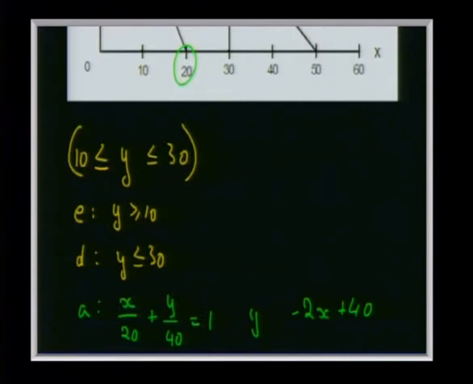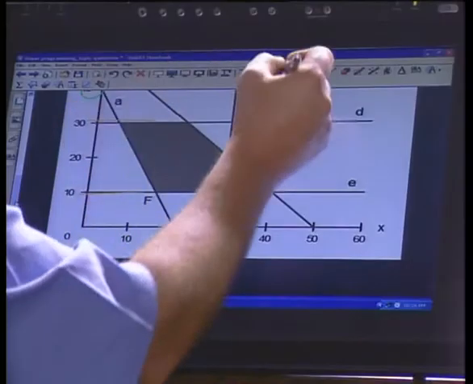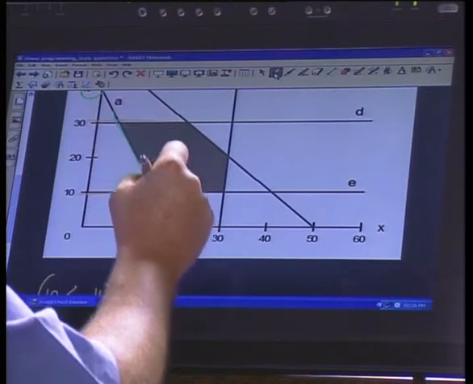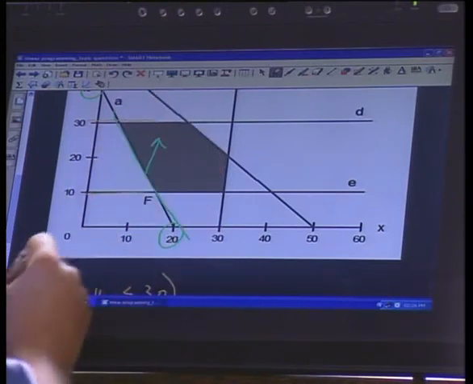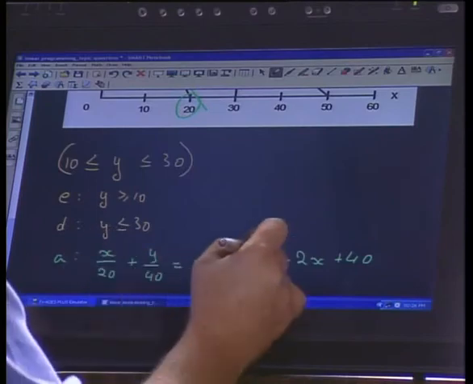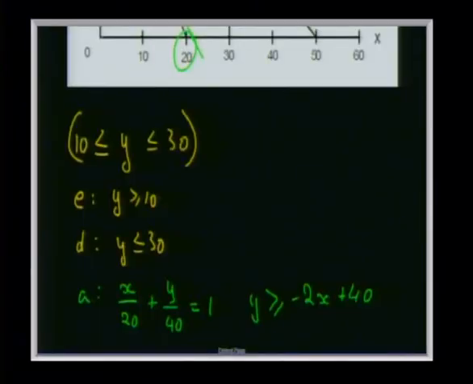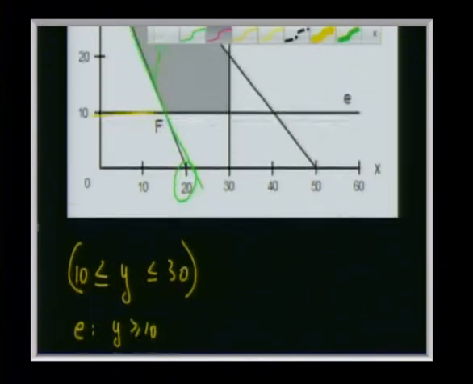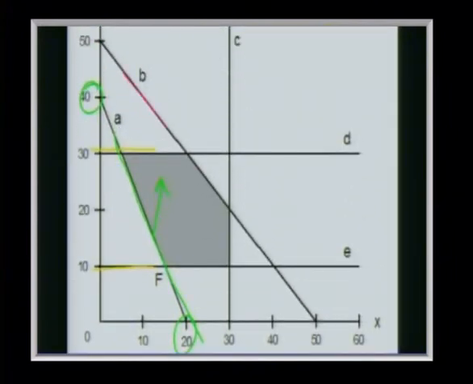However, we're looking for the feasible region. We're not looking for the equation of the line, but it's an inequality. So where does this inequality lie? Well, on line A, which is this line over here, y is bigger than the line. It's above the line. So we want y to be bigger than or equal to minus 2x plus 40. That's line A done. Let's have a look at line B, this line over here. A y-intercept of 50 and an x-intercept of 50.